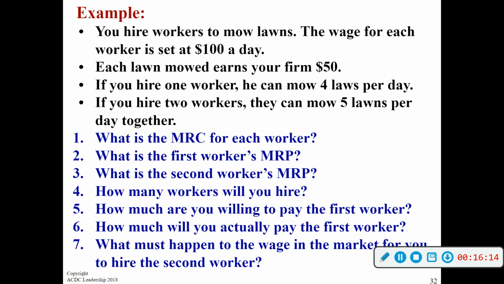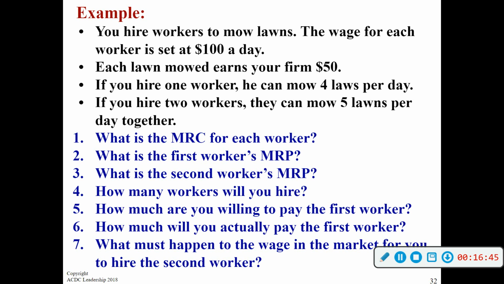Yeah, it is. And of course there's a million different scenarios we can consider. And I'm about out of time, so let's hurry through this. So first worker is $200, second worker is $50. You're going to hire the first worker only, not the second one. It says, how much are you willing to pay the first worker? Well, technically you're willing to pay them up to $199.99 because you only want the MRC to be less than the MRP. How much are you actually going to pay them? Well, you're only going to pay them the $100 because you still want to profit as a business owner.